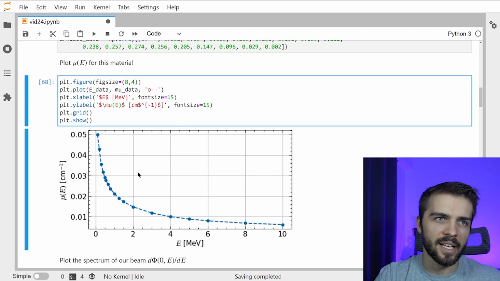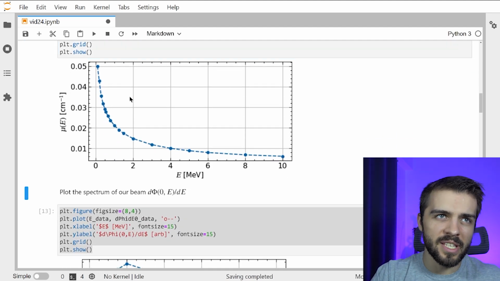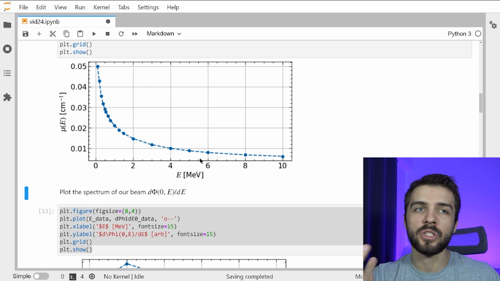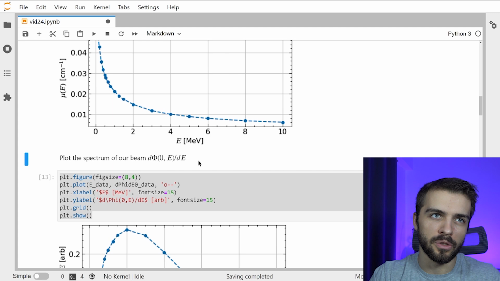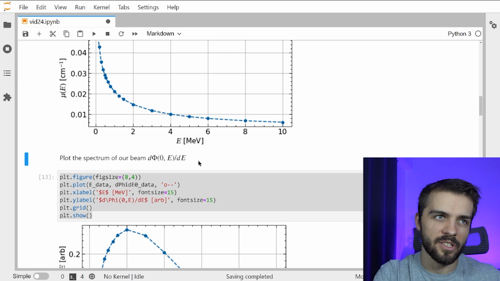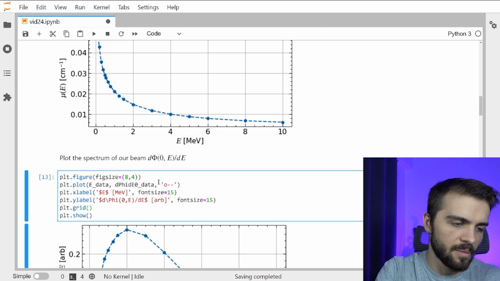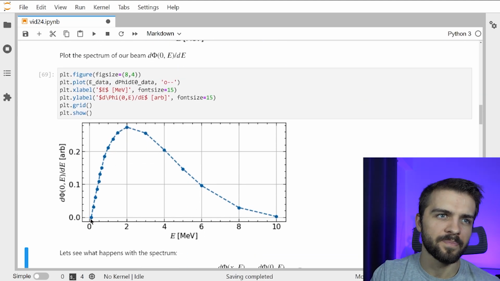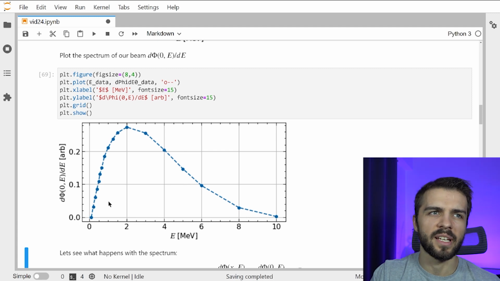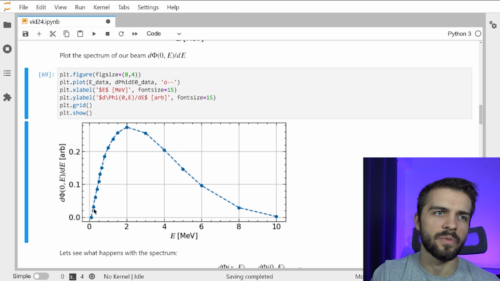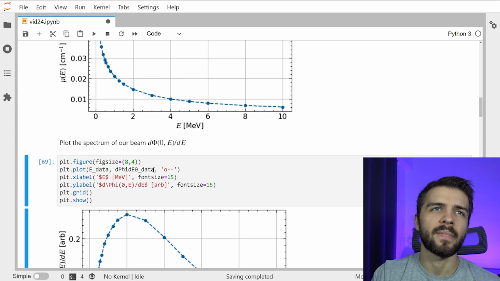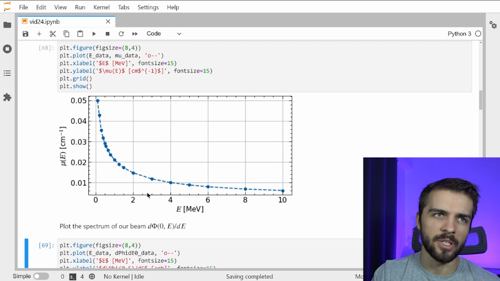So I can plot that, and I get something that looks like this. This is a property of the material. It's independent of the beam. We could also look at the beam. Suppose I have some initial beam spectrum that looks like this. It's sort of like a spectrum, and I have a lot of photons at 2 MeV, and it decreases like this. I don't have very many low energy photons. So this is our beam, and this is the property of our material.